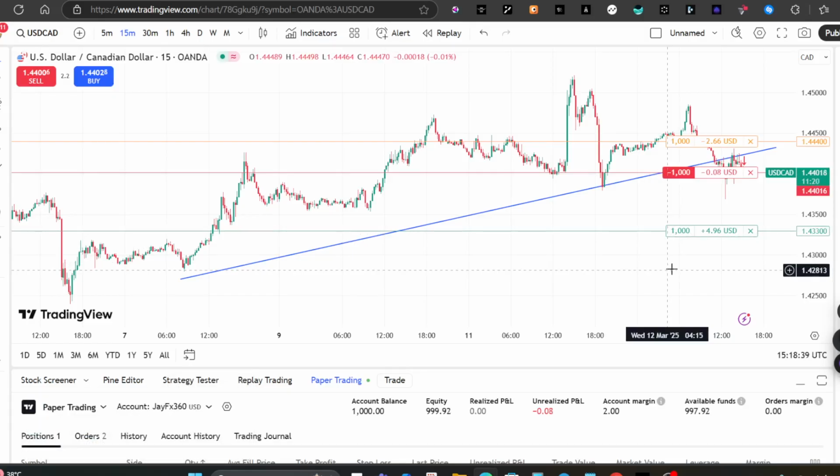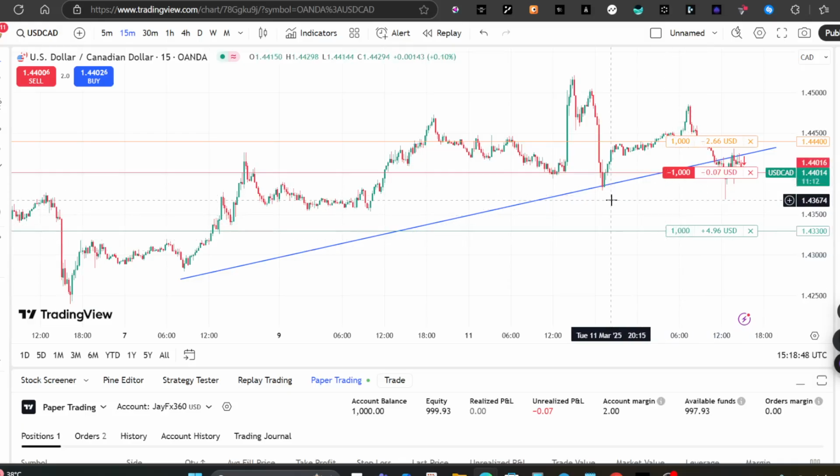Super easy. If you want to adjust your stop loss and take profit, you can enter your stop loss below your entry price for a buy trade or above for a sell trade.